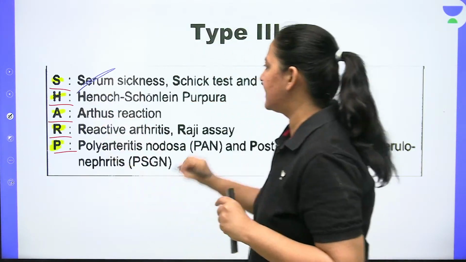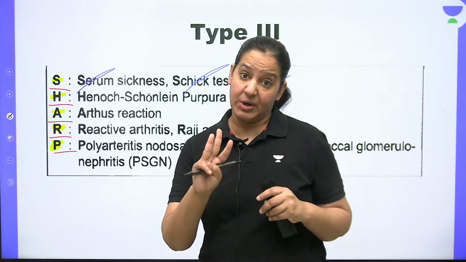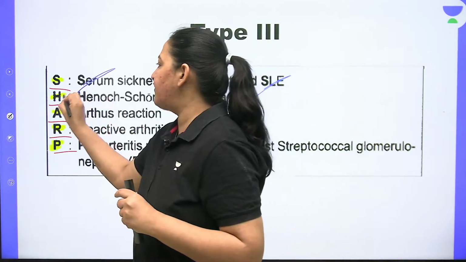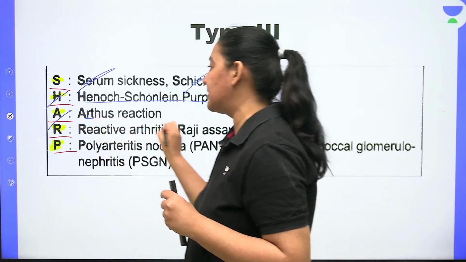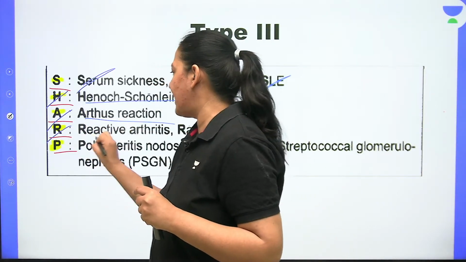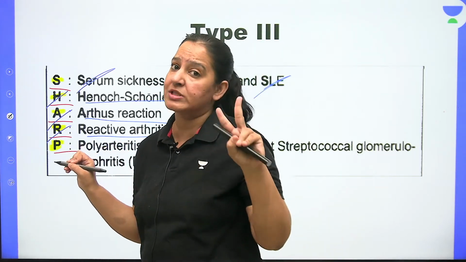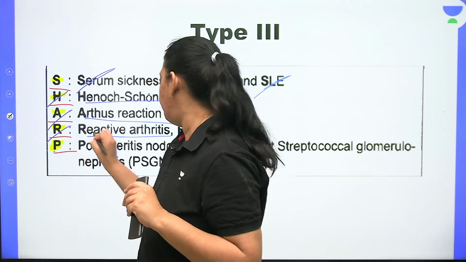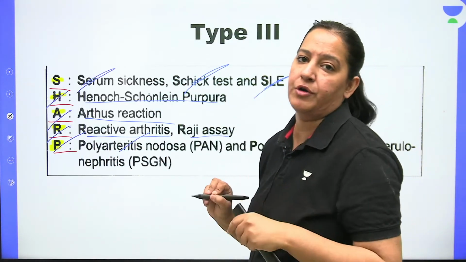One S is serum sickness, one S is Schick test, one S is SLE. So these are the three S you must know. H stands for HS purpura. A stands for Arthus reaction. R stands for reactive arthritis and RA. And P again stands for two most important things: polyarteritis nodosa, PAN, and PSGN, post streptococcal glomerulonephritis.